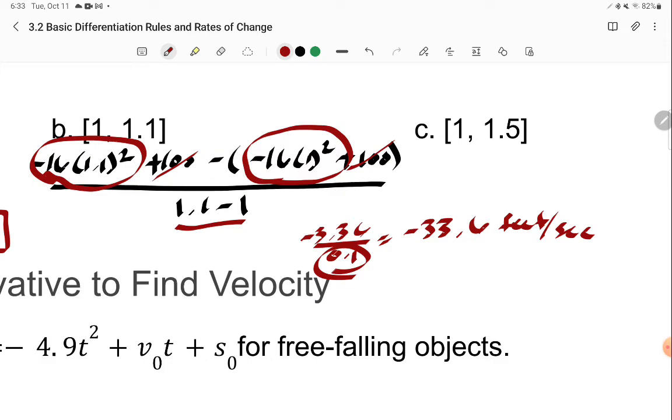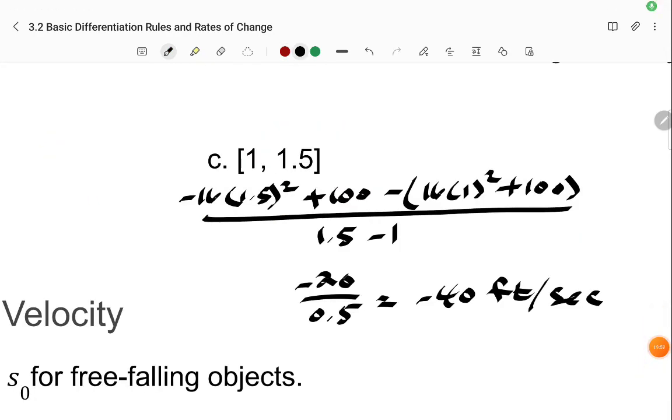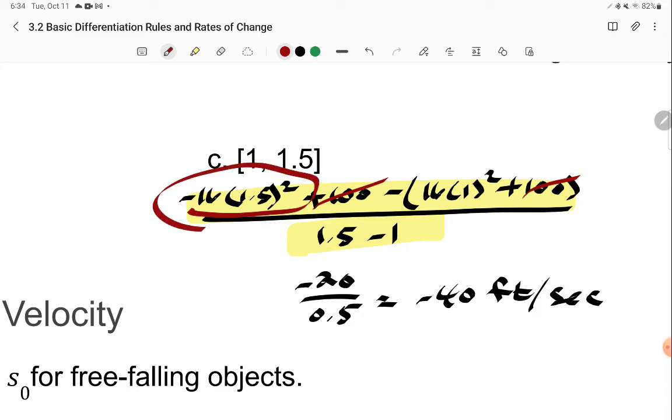Okay, let's try one more. So on this one, we set it up. Again, take our time setting it up. But at this point, you should know that those hundreds are going to end up canceling. So it's going to be negative 16 times 1.5 squared minus negative 16 times 1 squared. And you end up with negative 20 over 1/2, which is the same as multiplying by 2. And so our final answer is negative 40 feet per second on that one.